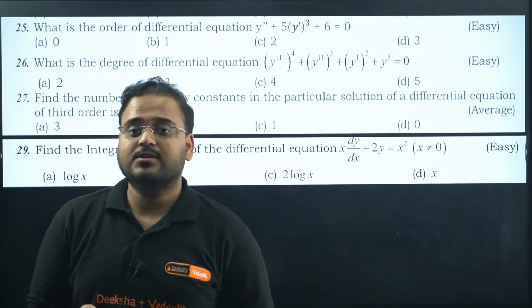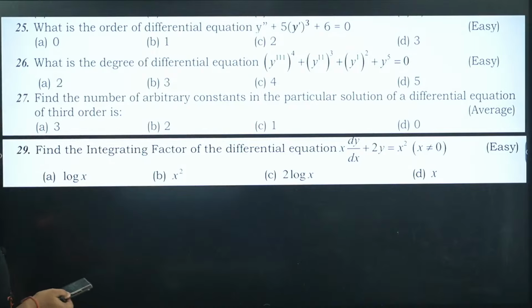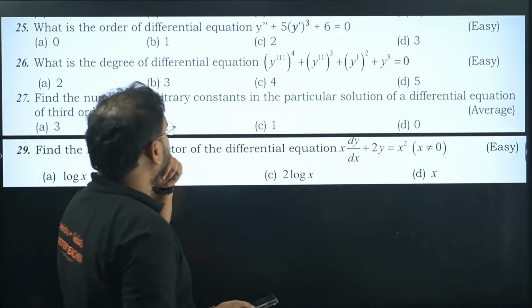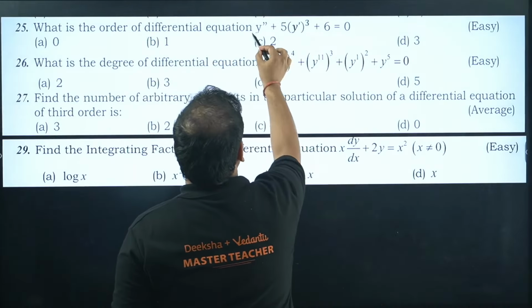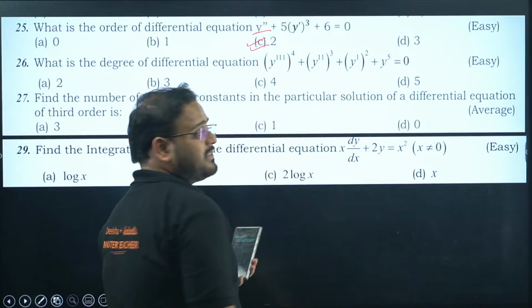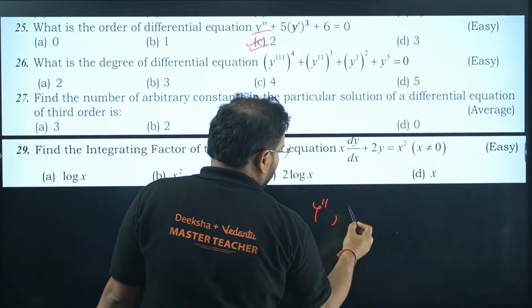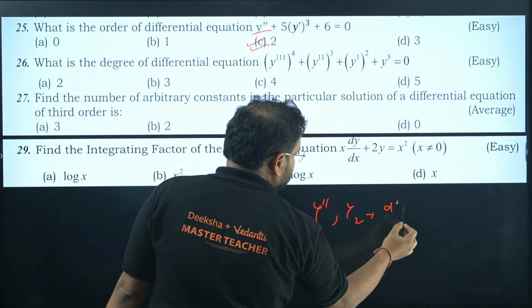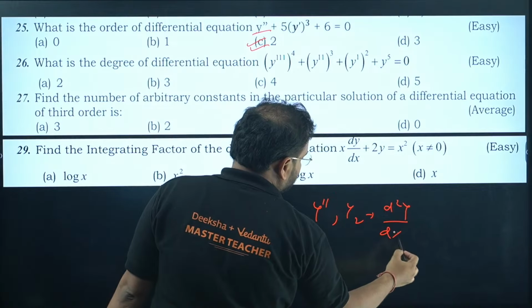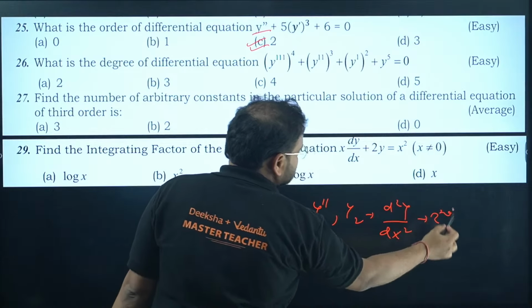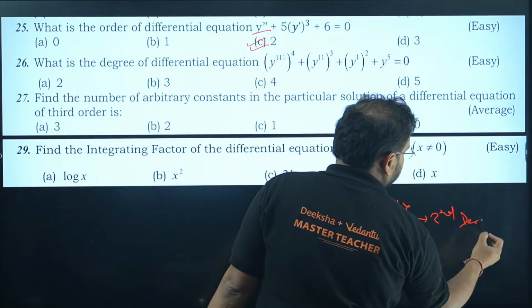Next set of questions on the screen for all of you. 25, 26, 27, 29. What is the order and degree of the differential equation over here? Double dash means the order is 2. Double dash means what? Second derivative. Double dash or y2 or d square y upon dx square, this all means second derivative.